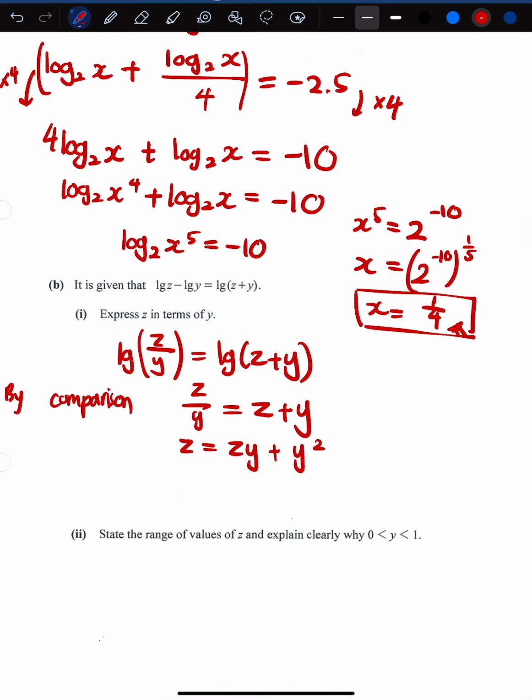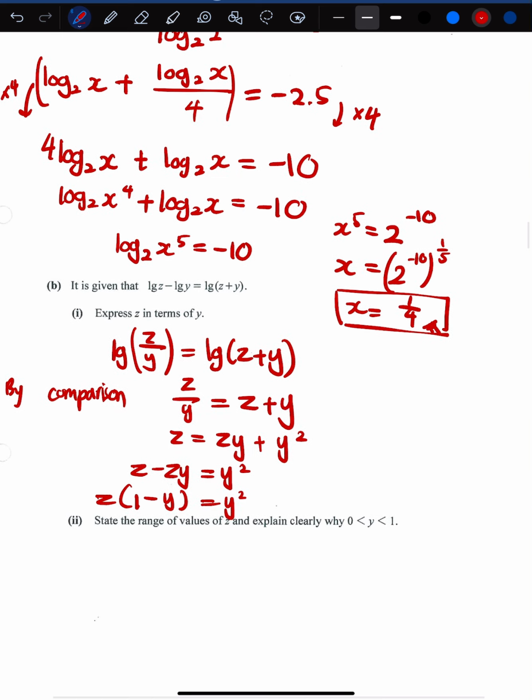Right, we bring all the z terms to the same side. Right, I factorize out the z. This is just your making of subject from E-Math. And I basically get my z to be equals to y squared over 1 minus y. Okay, so this is your answer for part B1.